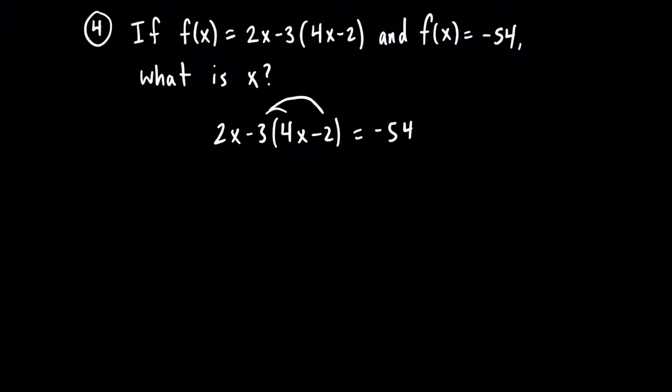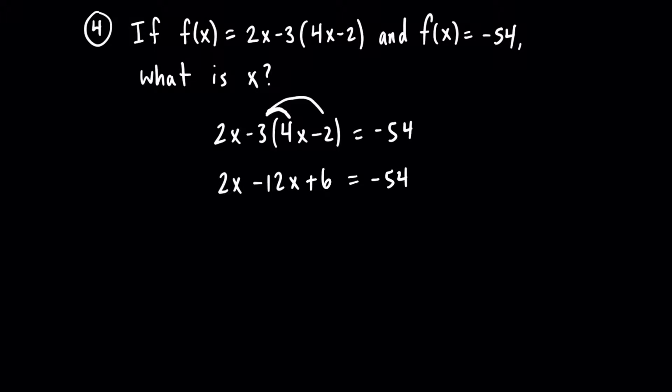Again, there are like millions of ways you could solve this problem that are all equally valid, but I'm going to multiply here. So negative 3 times 4x, so I'm going to do this distribution here first. That's going to be minus 12x. And then when I do negative 3 times negative 2, that gives me positive 6, so plus 6.